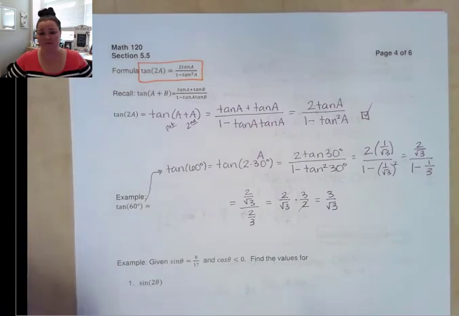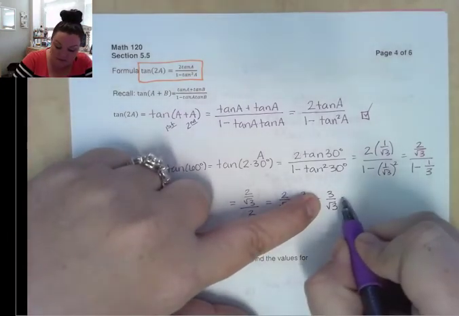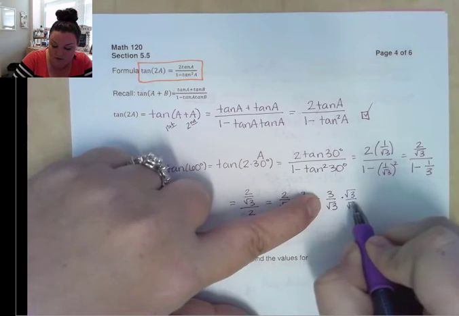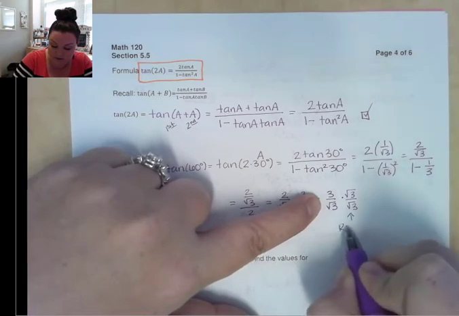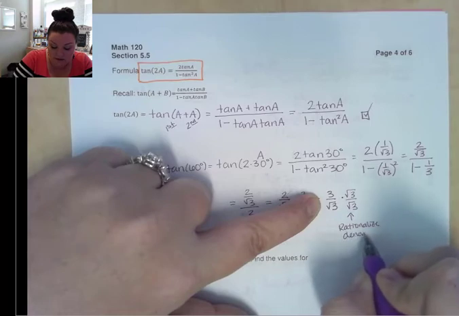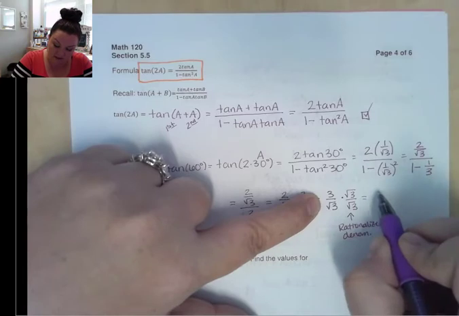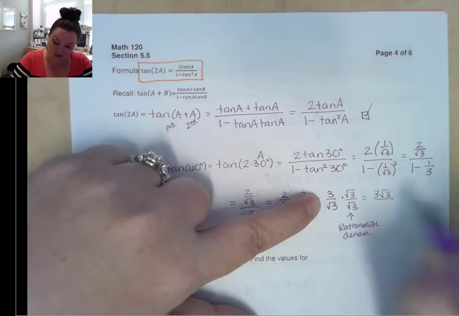And then this textbook requires us to rationalize our denominator. So now to get the square root of 3 out of the denominator, I'm going to go ahead and just multiply on top and bottom by the square root of 3 over 3. And I'm just going to make a note. Rationalize denominator.